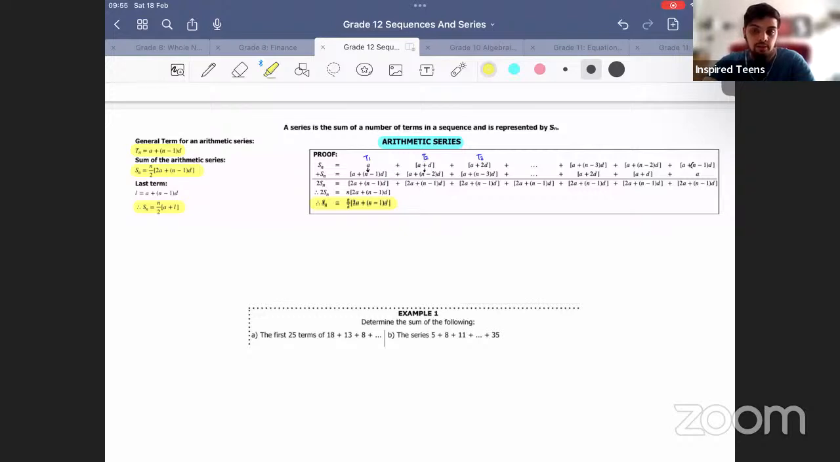Can these notes be sent to us? Yes, these notes are in the group on the Google Drive. There's a link to the Google Drive in the description of the group, and you can access your notes there.